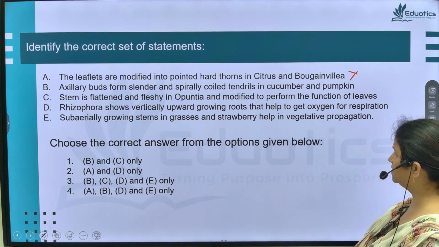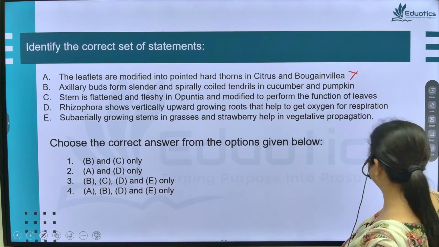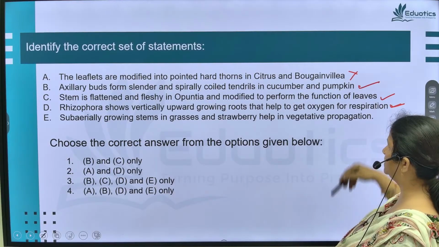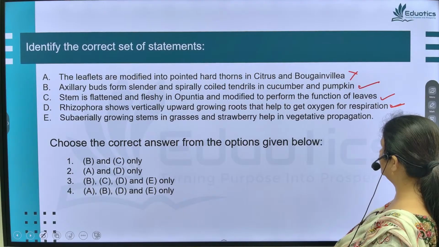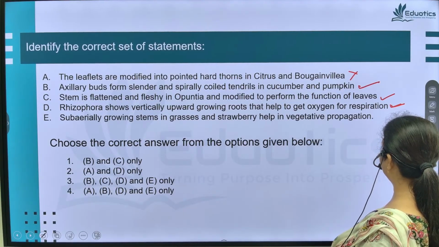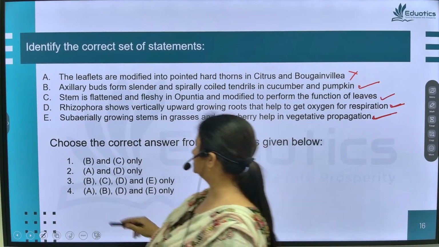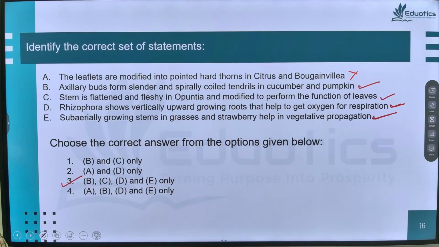Rhizophora shows vertically upward growing roots that help to get oxygen for respiration. Yes. Pneumatophores are a type of root, so this is also correct. Subaerially growing stems in grasses and strawberry help in vegetative propagation. Yes, and that is known as the runners. So the third option will be the answer over here.